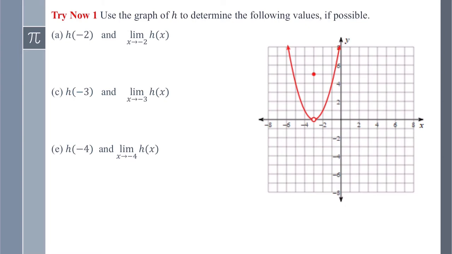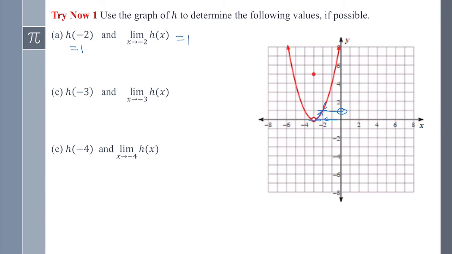That means what is the value of the function as x is -2. Okay, so here is -2. The value of the function is 1. And then the limit when x approaches -2, what is the limit of the function? So when x approaches -2, the function is approaching this value right here, which is again 1.